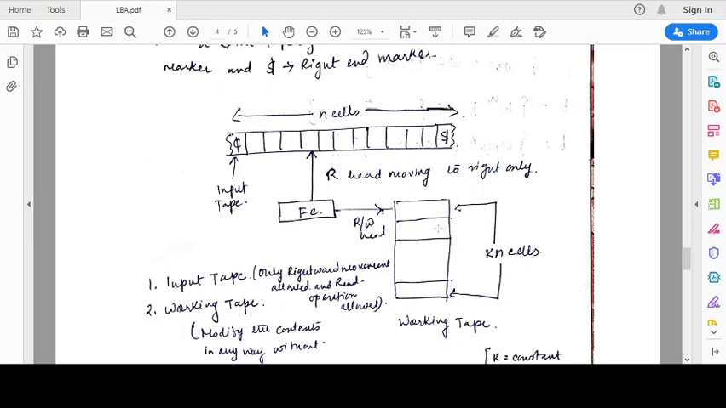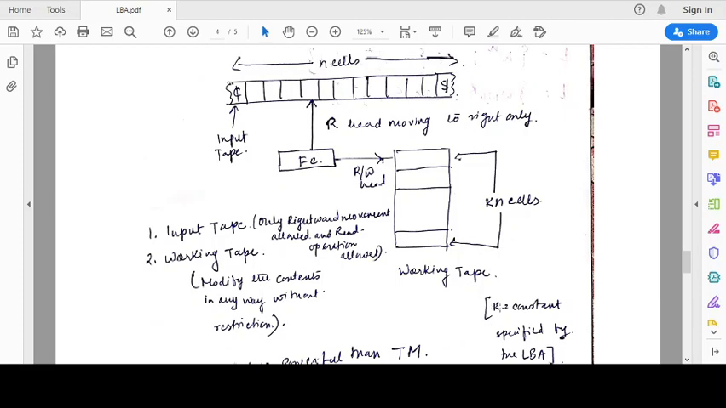Here we do not have a delimiter; we have k times n cells, and k is a particular constant specified for each LBA. So for designing a particular LBA, the one who is designing it is supposed to define this constant k. This is the input tape, this is the working tape. For the working tape we have k n cells, a read-write head, and it can move in any direction.